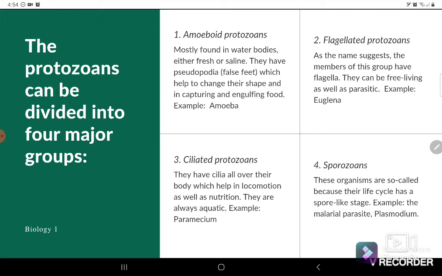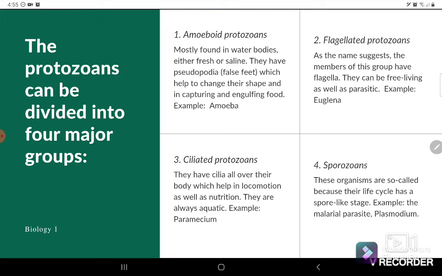However, they are still in that protozoa group because they are heterotrophic in nature. They engulf food. They catch prey. They eat other microscopic organisms, and they are parasites that mostly live in fresh or saline water.